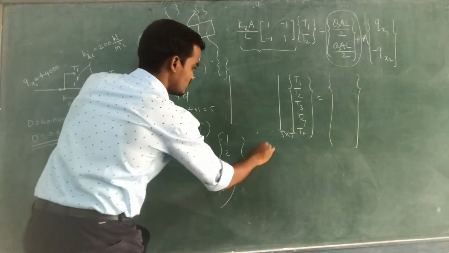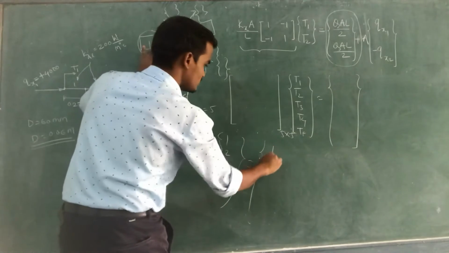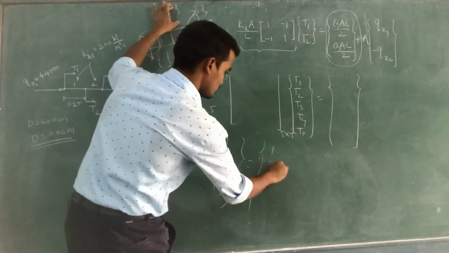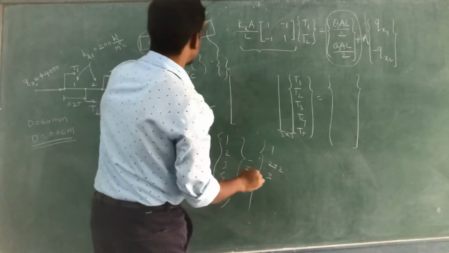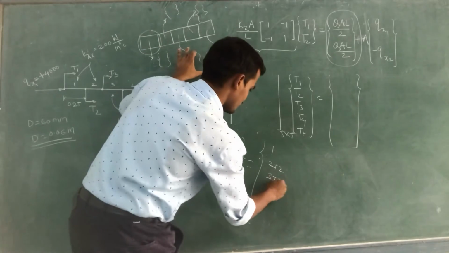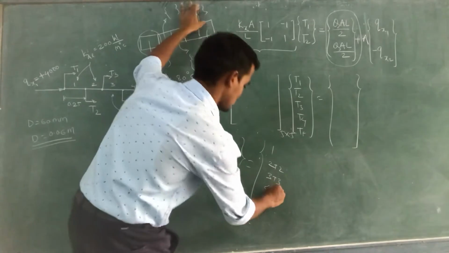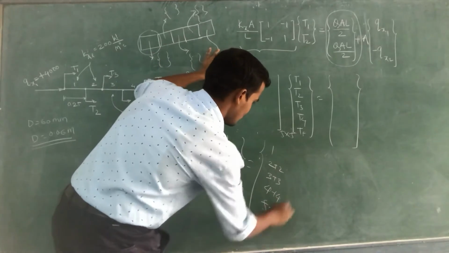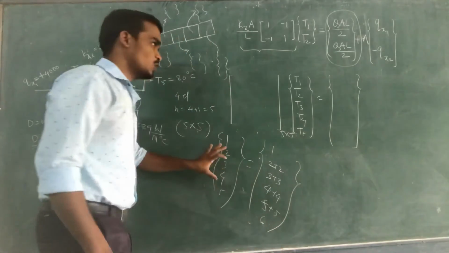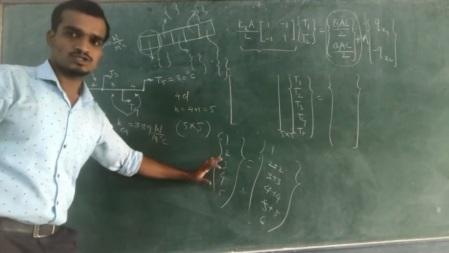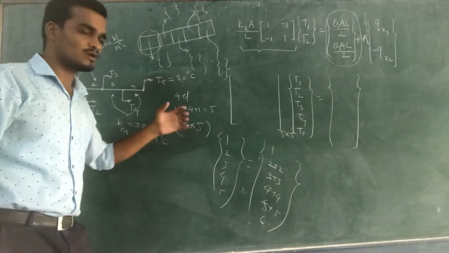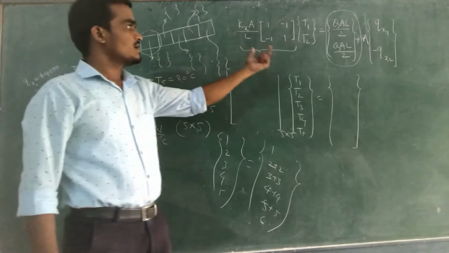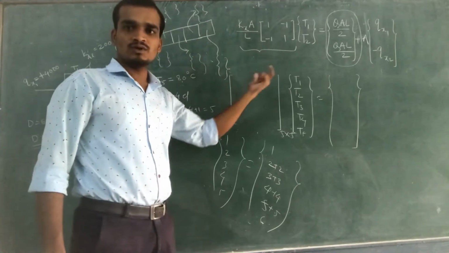So you need to write down first 2 values here, then second, then third, then fourth, and then fifth. Likewise, you will get this load vector due to heat generation. But in this problem, the heat generation source is not mentioned, so this will simply become equal to 0. Okay.